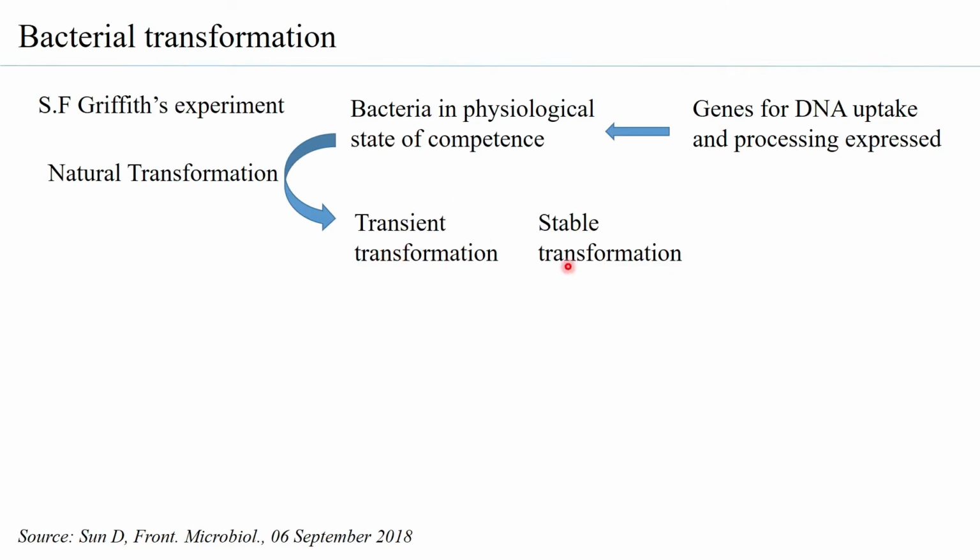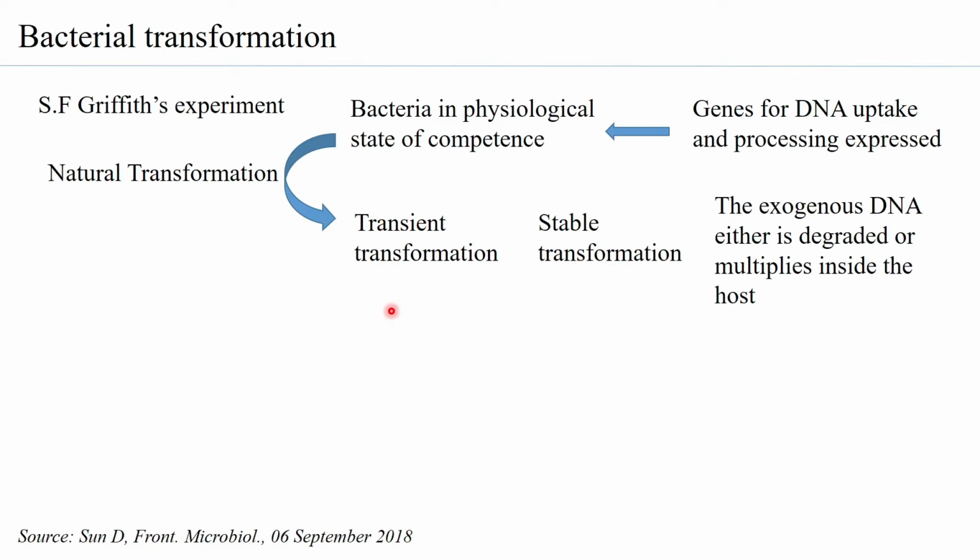What is the difference between the two? The difference between the two is simple. In transient transformation, once the DNA is introduced into the host organism, the DNA remains in the host organism for a small period of time, a transient period of time. It does not remain with the host until the host is alive. While in case of stable transformation, once the DNA has been introduced into the host, it will remain in the host cell until the host cell is alive. Therefore, that is the difference between stable transformation and transient transformation.